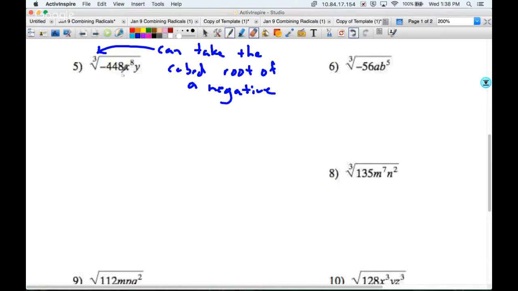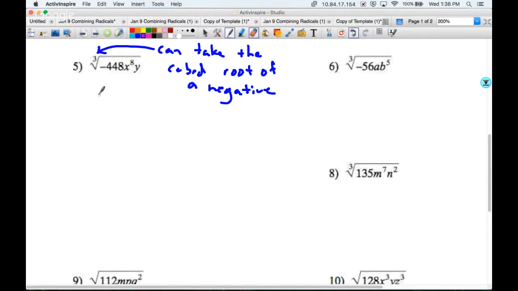So here, let me do this with the slightly faster method. I just want to look for the largest perfect cube that fits into 448. So let's start. 4 cubed is 64. Does that fit into 448? It does 7 times. All right, I've got a good feeling that that is the correct way to break this up.